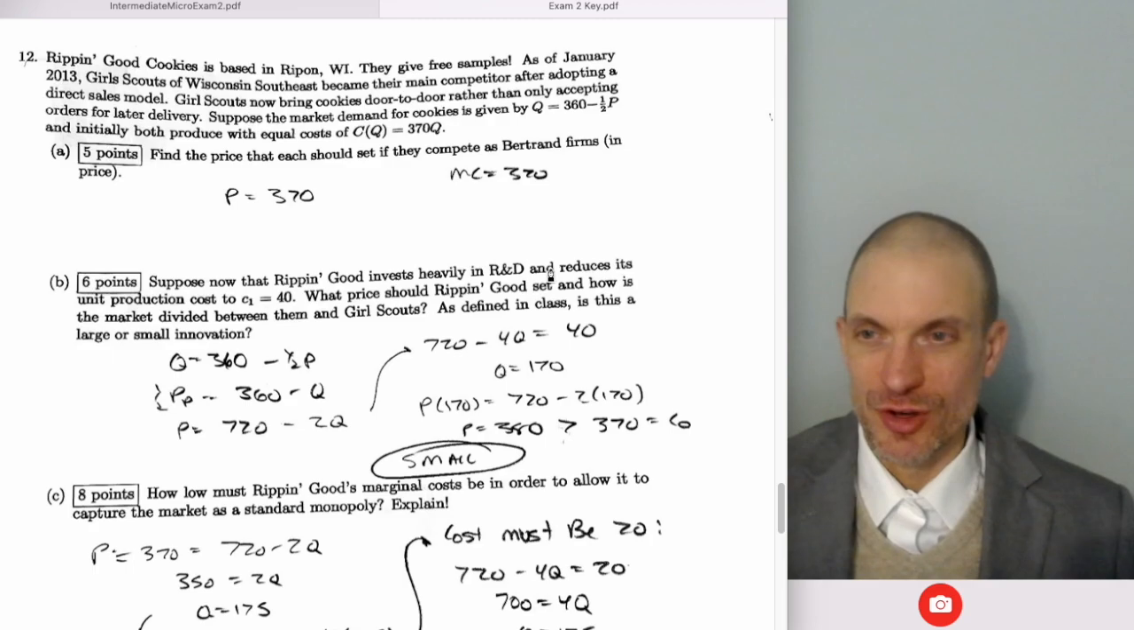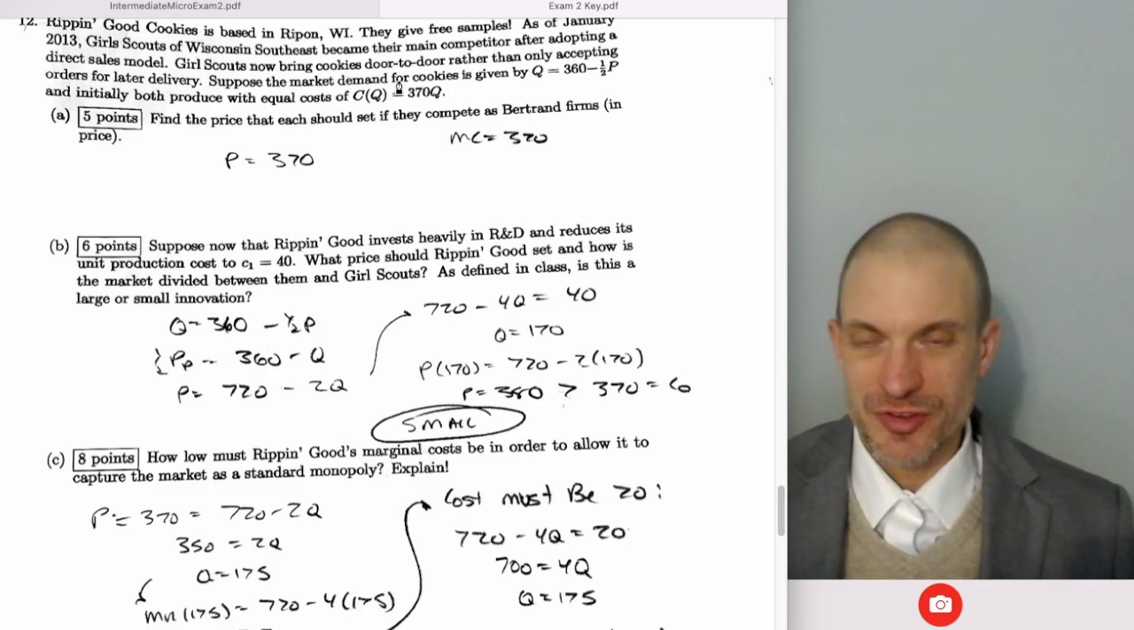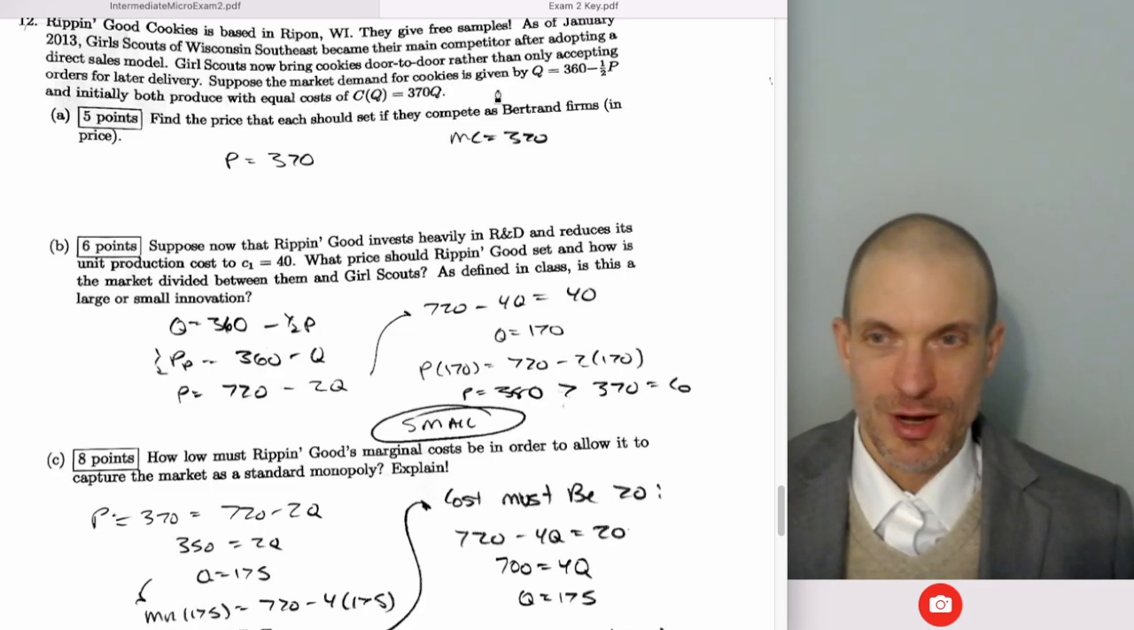All right, last thing. Rip and Good Cookies, based in Wisconsin. They give free samples. Girl Scouts are their competitor. Market demand is given by Q = 360 - 1/2 P. Initially, both have costs of 370 Q. Find the price if they compete as Bertrand firms.